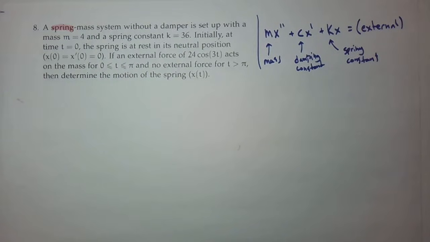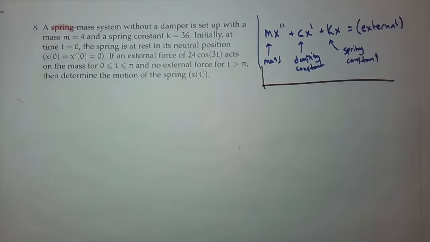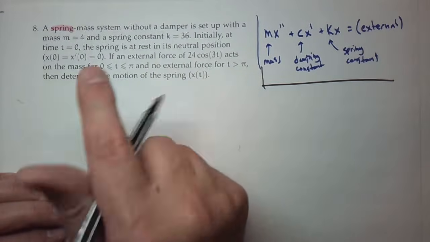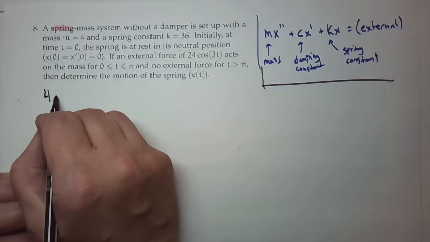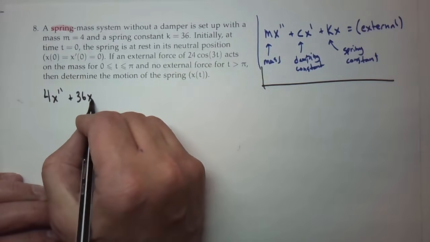All right. So if you are anticipating a spring problem, you're going to be like, I have this formula emblazoned on my heart. I just know it, because it's not on the formula sheet. You have to know this one. You say, all right. So you start figuring out what goes where. Well, we have M, we have K, and there's no damper, because it says no damper. So we say cool, 4x double prime plus 36x.